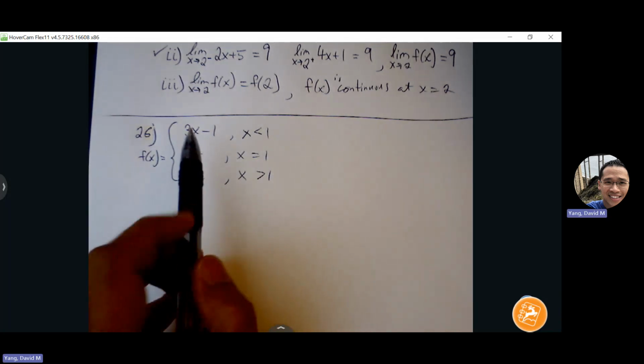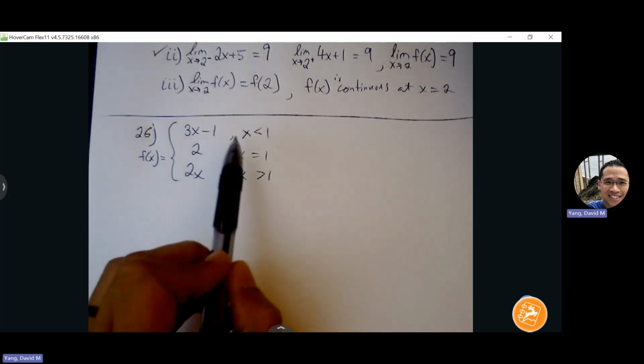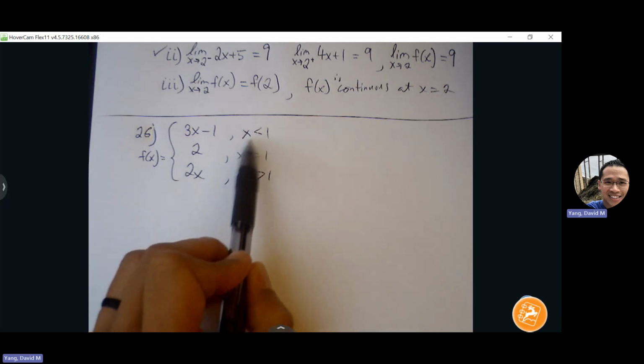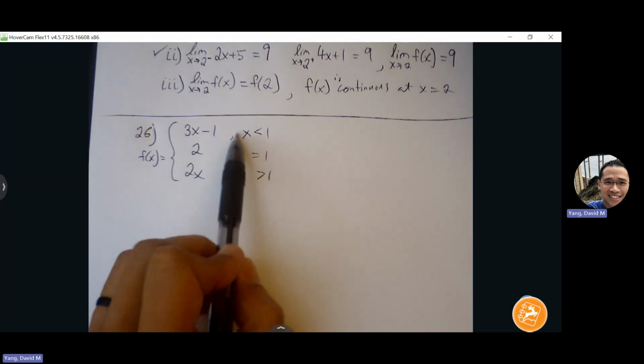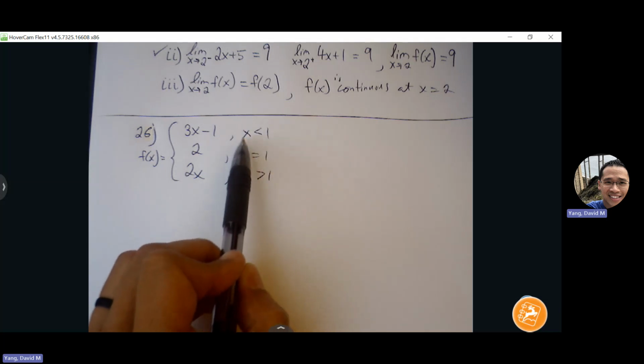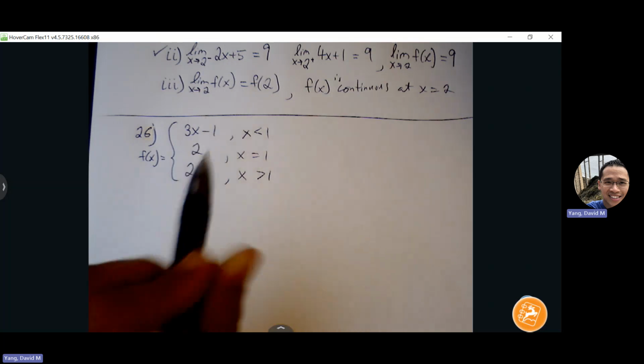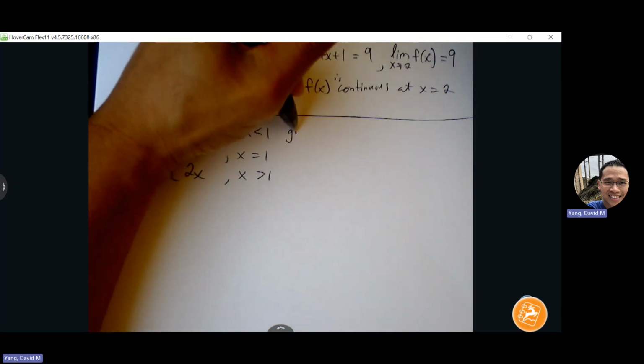Okay, I do want to talk about what these restrictions tell us about the graph. If you see x is less than 1, obviously it's to the left of 1, but this is also a connected piece of graph. That means everything that is less than 1 is all contained within this 3x minus 1. So we know that this is going to be a connected piece of graph.